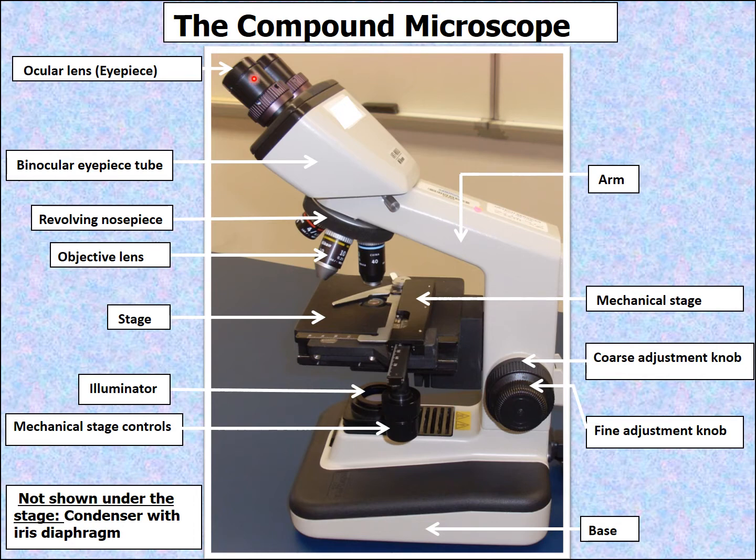Now, the ocular lenses are usually 10 times. So basically, they magnify an object usually just 10 times its actual size. The objective lenses magnify even further. So this objective lens says 4x on it. This one says 10x, and this says 40 times. So this is four times magnification, this is 10 times, and this is 40 times. Now, in order to determine the total magnification, you must multiply the ocular lens times the objective lens. I will do a sample calculation in just a little bit.